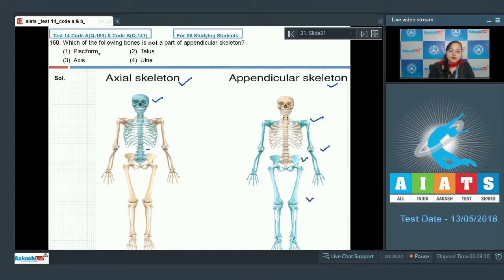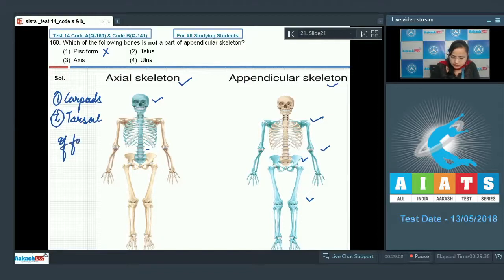Option first is given, pisiform. Pisiform is one of the carpals of wrist. So option first cannot be an answer. Option 2 is given, talus. Talus is one of the tarsals of foot. So option second cannot be an answer. Option 3 is given, axis. Axis is the name of second vertebrae and vertebral column is a part of axial skeleton. So axis is not a part of appendicular skeleton, making option 3 as the answer for our question.